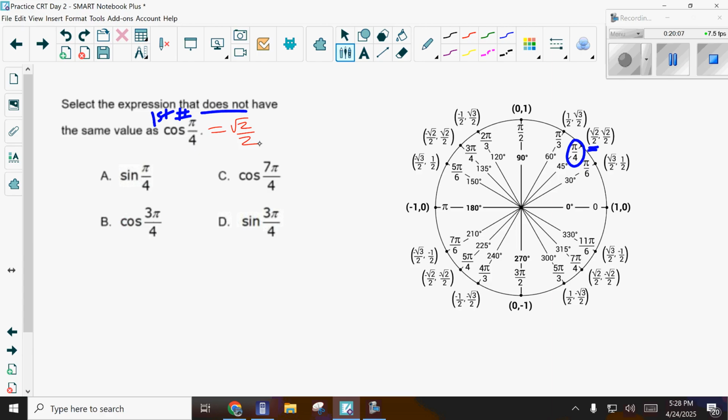So the sine at pi fourths, sine is going to be the second number. So the sine at pi fourths is the same. That's not the one I want. I want the one that is not the same. Then I'll go to the cosine of 3 pi fourths. So here's 3 pi fourths. Cosine is the first number. So that'll be this one. Those are not the same. So choice B should be the correct answer.